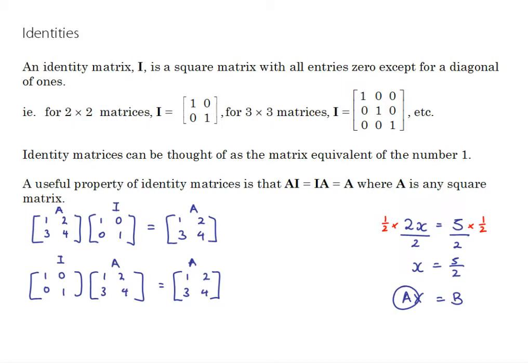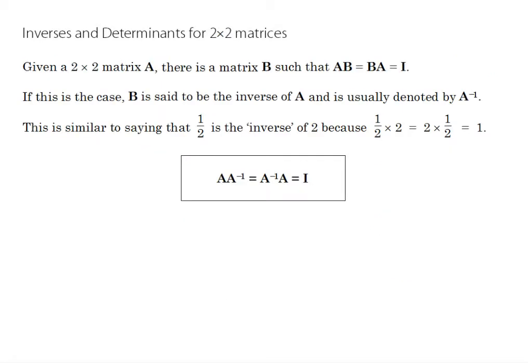So the identity matrix we're going to need as part of the next process. As I said, an inverse matrix is what we're aiming for. So given a 2 by 2 matrix A, there is another matrix, which for now we'll call B, so that A times B is the same as B times A, and that they both multiply together to give the identity matrix. And if that is the case, we would say that B is the inverse of A.